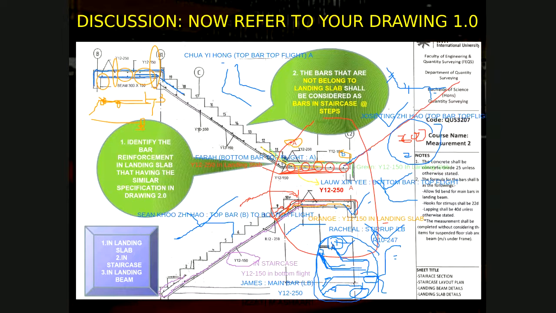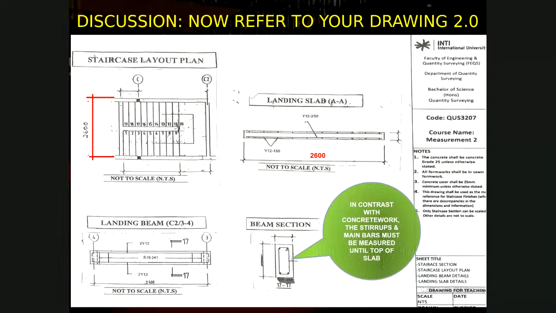Okay, the answer given by James here is Y12 250. Okay, let's move to drawing number 2. If you look at drawing number 2, this is Y12. James, there is no spacing for the bar inside the landing beam, yeah? There is no spacing. So you can see here, there are only 2 numbers of the bar inside the landing beam on the top, and there are another 2 numbers of the bar inside the landing beam at the bottom. So when you measure, you only have to times 4. Okay, that one is for landing beam, Y12 and R10. So 2 different items.